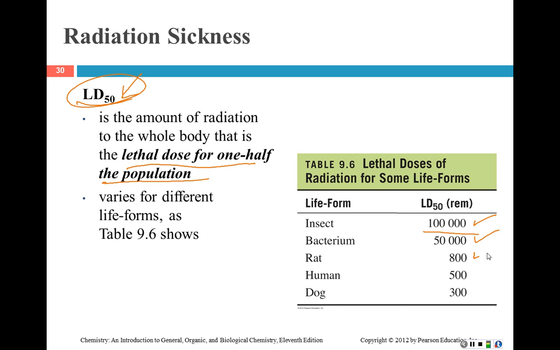Rats do better than we do at 800 REMs. We're at 500, and our little puppies would not make it. They would die before we did. So it doesn't take many REMs to kill off half of us, and the rest of us would probably be like some of those mutant movies that you see on TV.